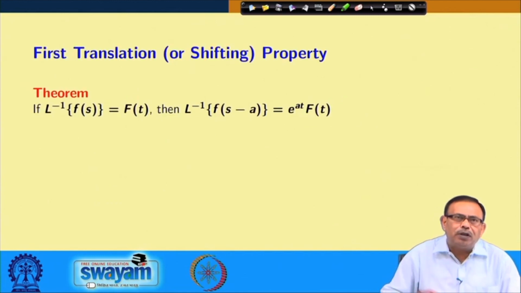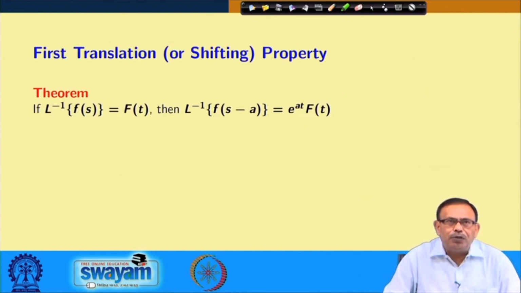The first property, which we call the first translation or shifting property, is: if Laplace inverse of f(s) equals f(t), then Laplace inverse of f(s minus a) equals e power a t into f(t). That is, if s is shifted from s to s minus a, then e power a t will be multiplied in the function.